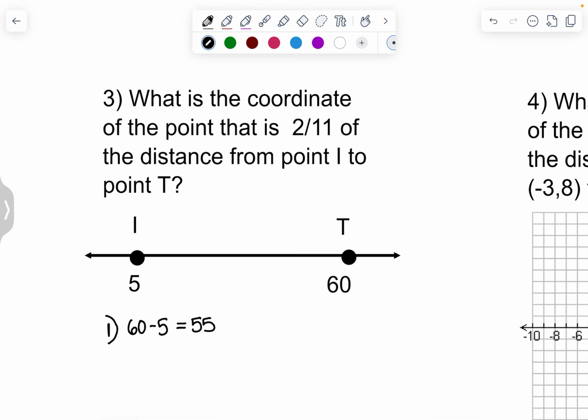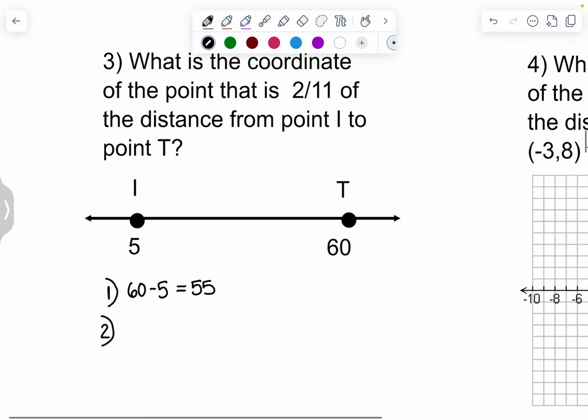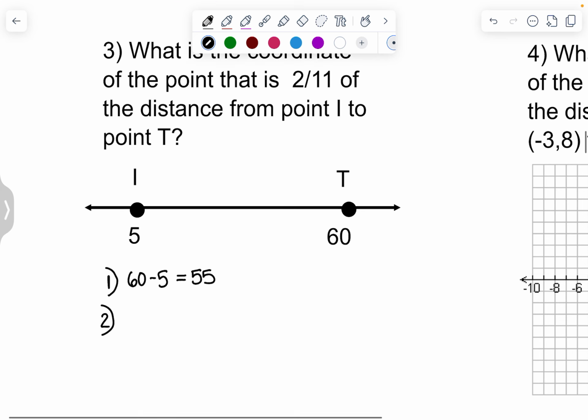Subtract. Step 2, what is step 2, y'all? Shout it out so the sub knows you're smart. All right, step 2, we're going to multiply. So 55 times 2/11ths.